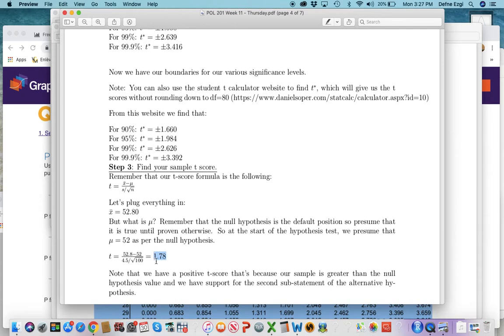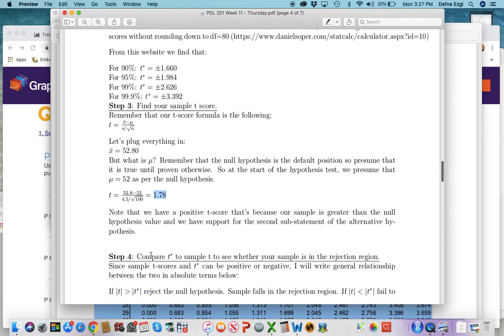So comparison of the boundary and the sample t-score tells us whether our sample is in the rejection region or not. And our conclusion is that for 90%, it is in the rejection region. But for any higher significance levels, our sample is outside the rejection region. So now in step 5, we actually look up this sample t-score to give us the p-value.